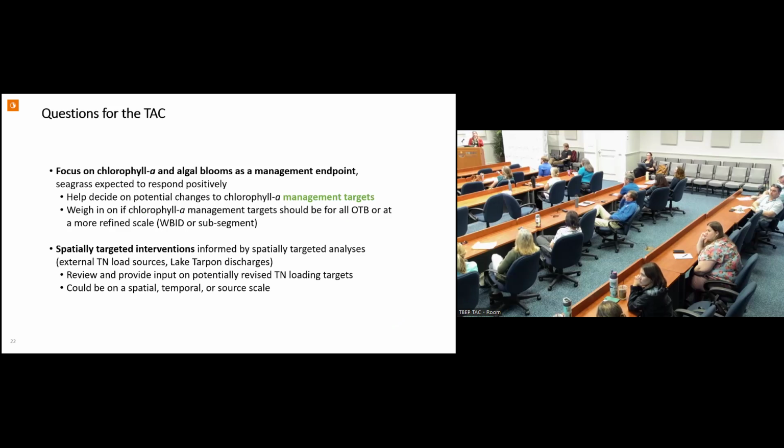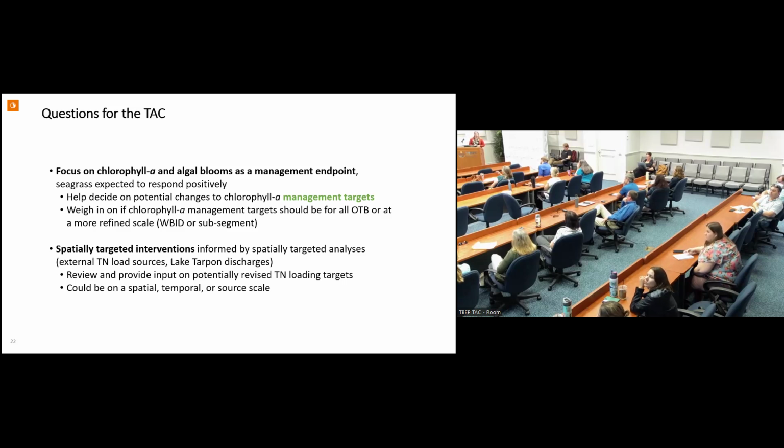So the questions for you all is focusing on chlorophyll A and algal blooms as a management endpoint. Where we would need some help and weigh in on decisions forward is what are potential changes to those chlorophyll A management targets? Should there be changes? And if there are changes, what should they be? Should they be for all of Old Tampa Bay or targeting WBIDs, because there's 3 water body IDs separating the north, central and south? Does it need to look at that area or does it need to be a smaller scale of sub-segments?